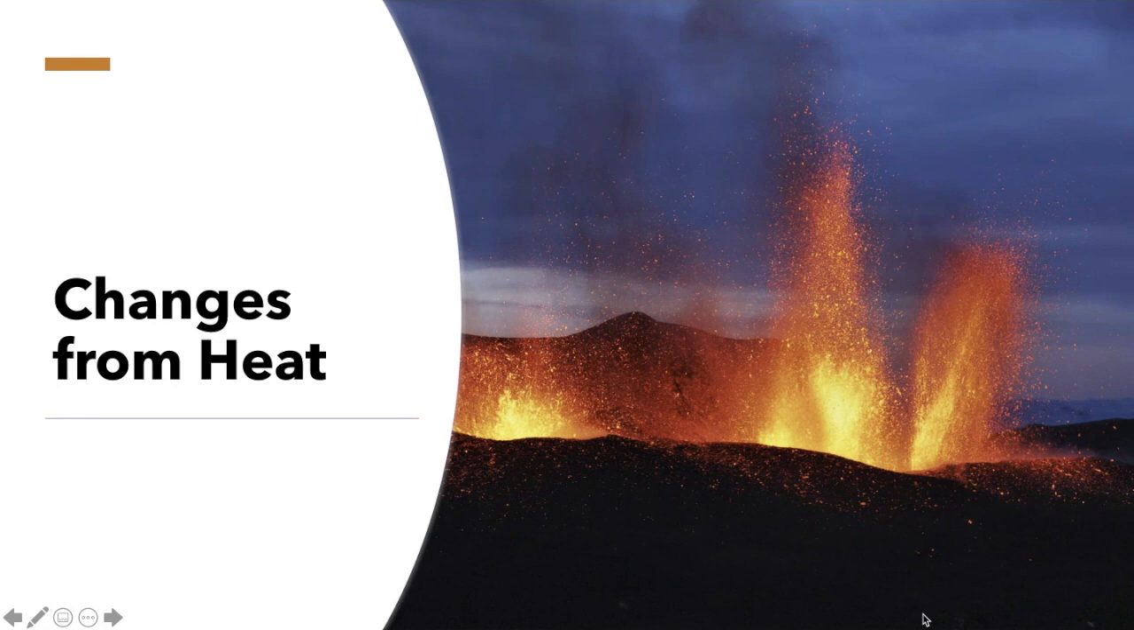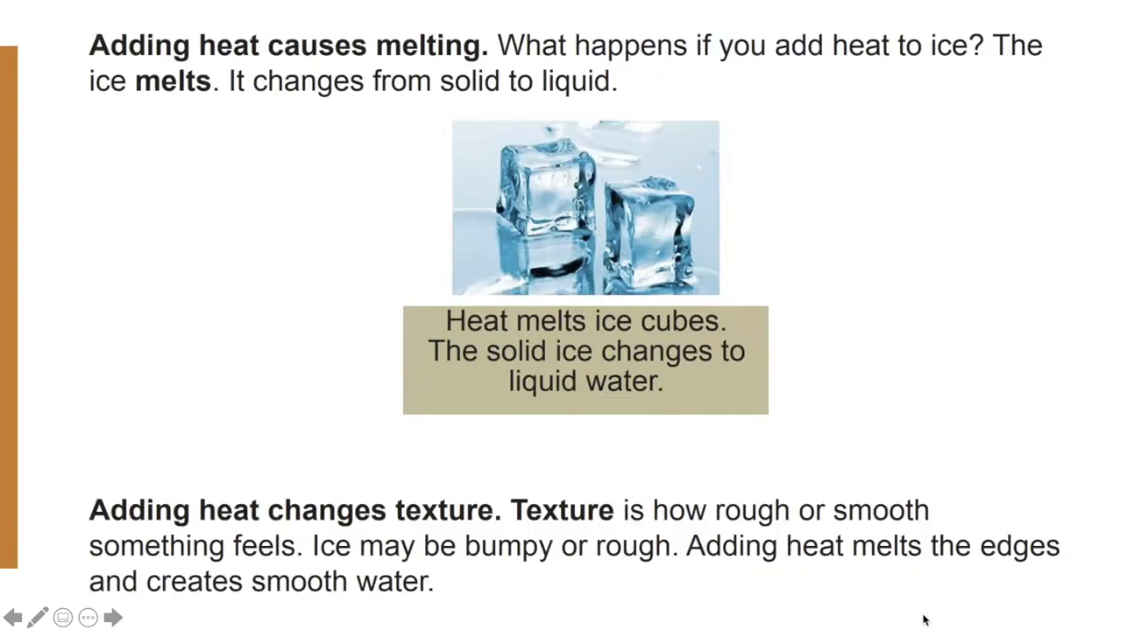Today in science, we're going to talk about changes from heat. So what happens to matter when we add heat and we take heat away? Let's think about this first. Adding heat causes melting. What happens if you add heat to ice, like if you put ice out on a hot day? Well, the ice is going to melt. It changes from a solid to a liquid.